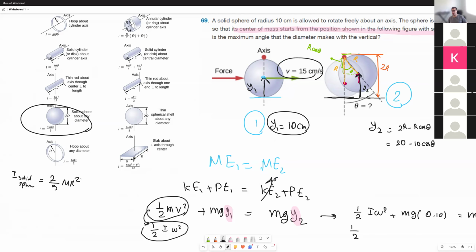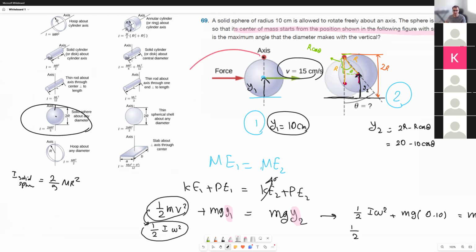Tell me what I should use for I. The solid, no, the axis. This is for an axis that passes through the center. If the axis of rotation was this blue one, then it would be 2/5 mr squared. But since the axis is this one, you need to add m times distance squared.